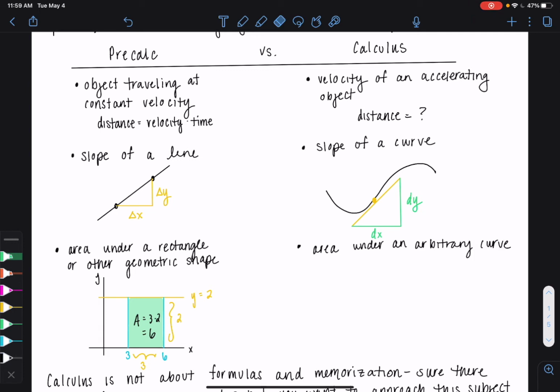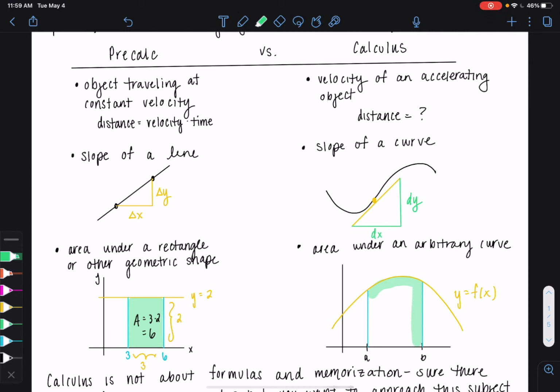But what if I give you an arbitrary curve? I go from some value A to some value B, and maybe I'm looking at a parabola type shape. So here's my function. And I want to know what the area under this curve is going to be. But I no longer have a nice geometric shape going on because I've got that curve on the top. It's not quite a circle. It's got a whole bunch of stuff going on. So how do I figure out what this area is equal to?